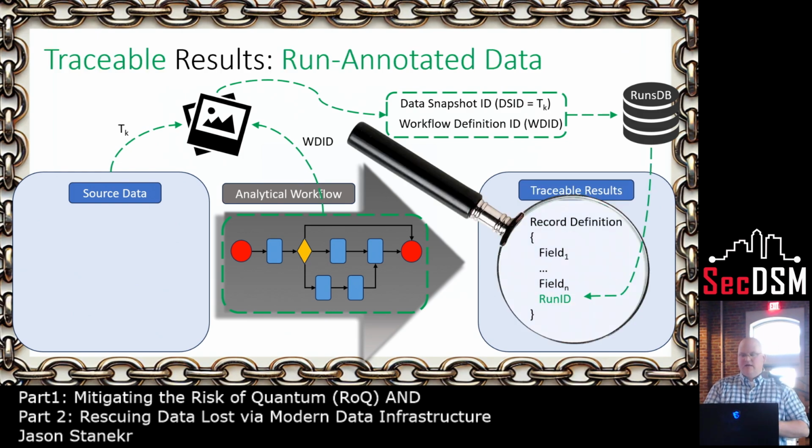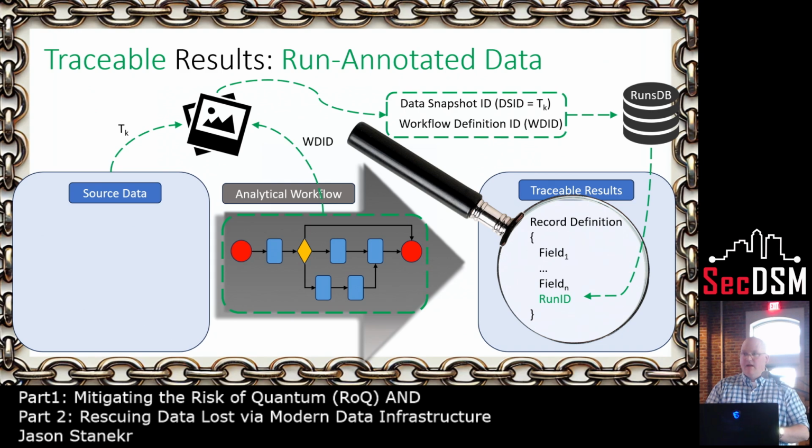So we can annotate resulting records with what I'll call run information, basically identifiers for these snapshots of code and data. And with traceable data, we can understand how decisions were made, and in some ways, we might solve both the traceability and reproducibility problems.